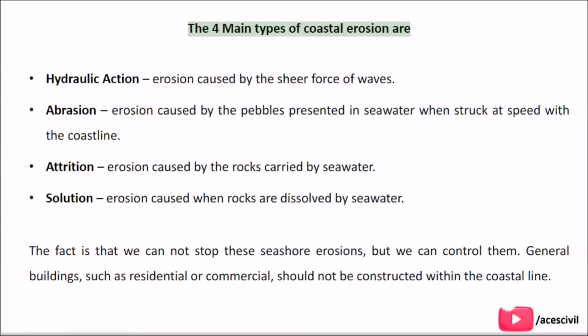The four main types of coastal erosion are: hydraulic action, erosion caused by the sheer force of waves. Abrasion, erosion caused by the pebbles present in seawater when struck at speed against the coastline. Attrition, erosion caused by the rocks carried by seawater. Solution, erosion caused when rocks are dissolved by seawater.